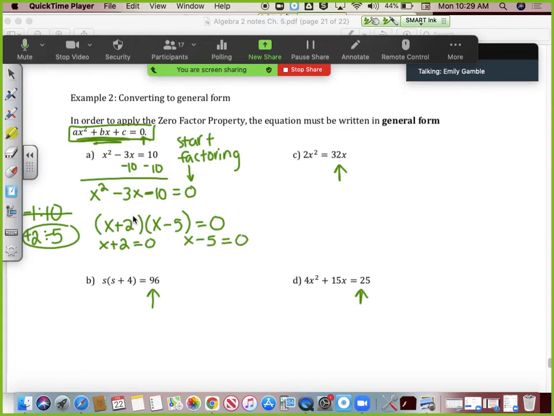This is very quick and easy to solve. You don't have to show all of your work. If you can look at this and realize the answer is negative 2, and look at this and realize the answer is 5, that's great. If not, then you show all of these extra steps.